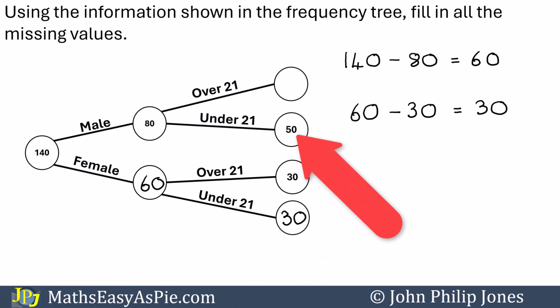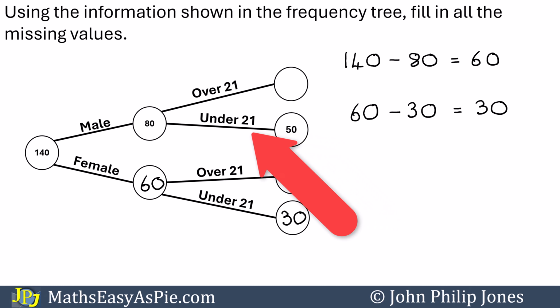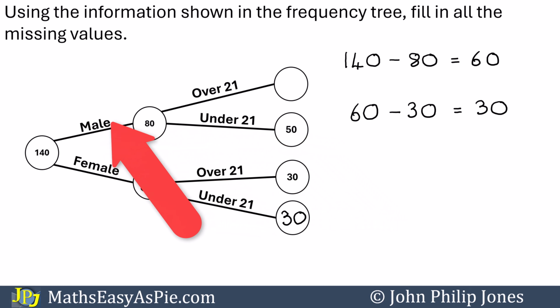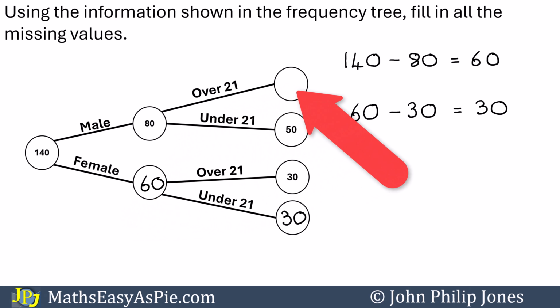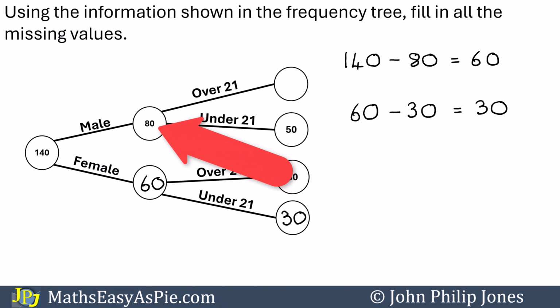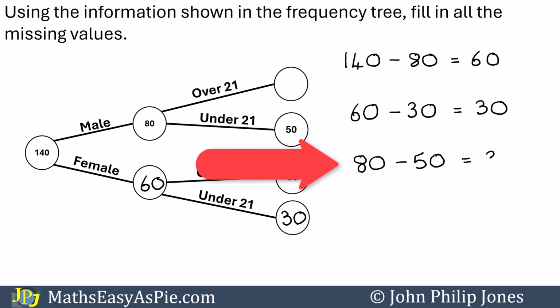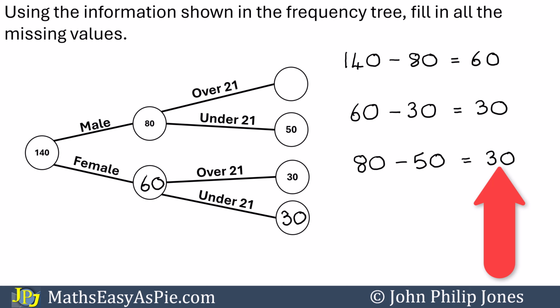This tells us that there are 50 of the 80 males under 21, and what we have to calculate is what goes into here, which represents the number of males over 21. This is found by subtracting this 50 from this 80, and the calculation is shown here. And this 30 is written into here.